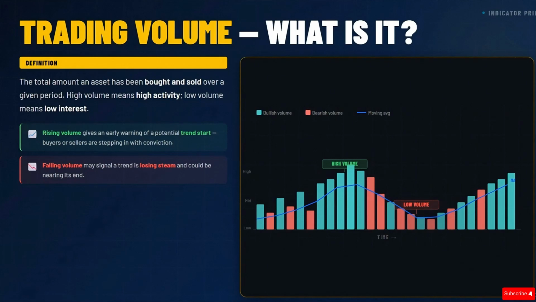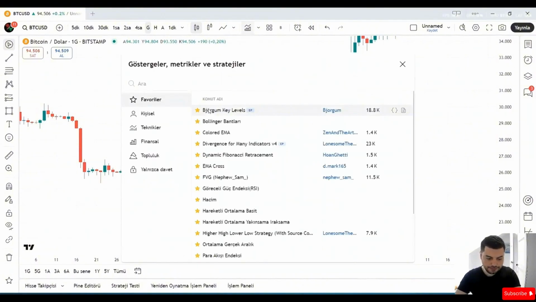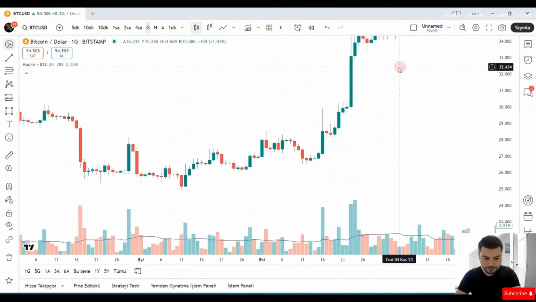Of course, we need to examine it on the chart. I'm on the Bitcoin daily chart. First, how do I display the trading volume on the chart here? I went to the indicators at the top and I'm typing volume here. If you're using an English interface, you should type volume. Yes, look, it was applied automatically.